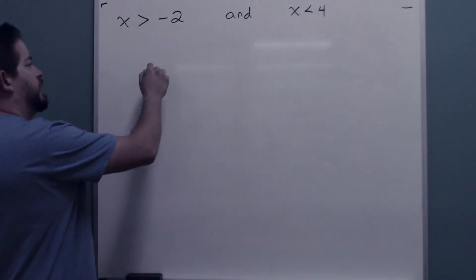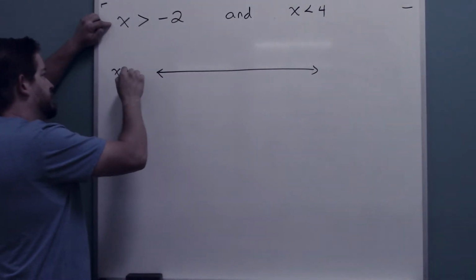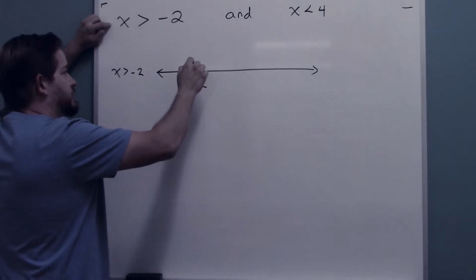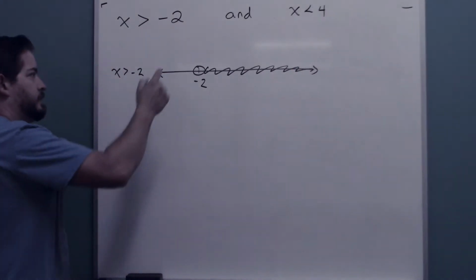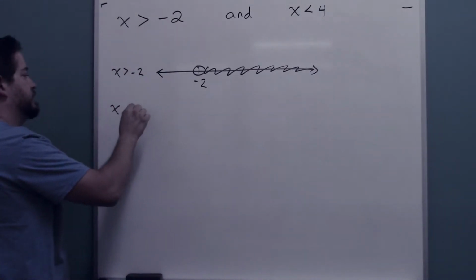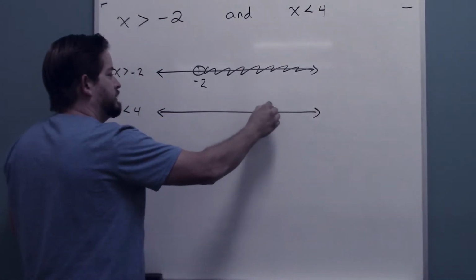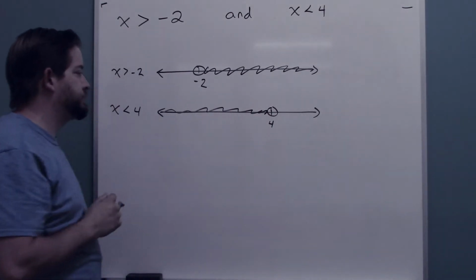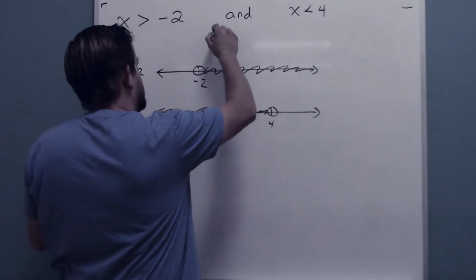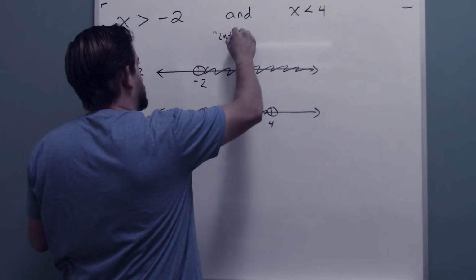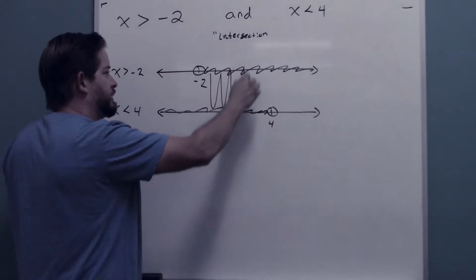So again, if I just draw out pictorially what's happening here, x is greater than negative 2 gives me a negative 2, open circle, and shade to the right. X is less than 4 gives me an open circle at 4, and shades to the left. For this problem, I'm looking for the and, or the intersection. And you can see that that intersection happens right here in the middle.